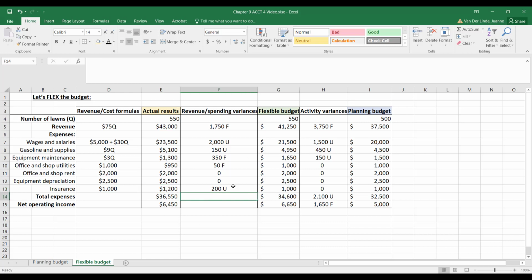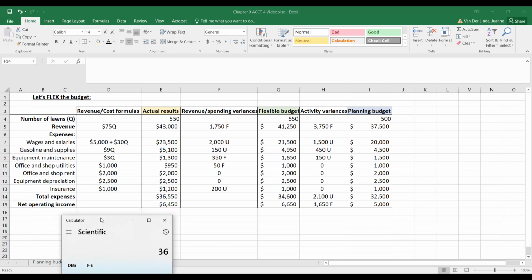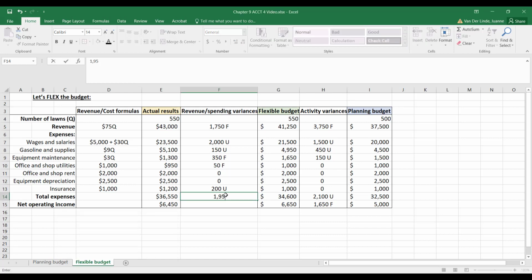And let's find the total expenses spending variance. If we take all expenses into account, we actually spent $36,550 when we should have spent $34,600 right here. So that's a total spending variance of $1,950. Now, is that favorable or unfavorable? Well, this is going to be unfavorable because we spent more than what we should have.